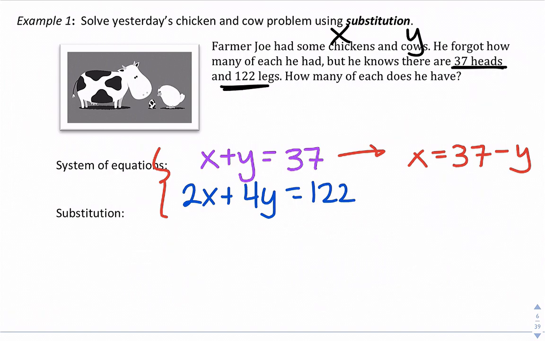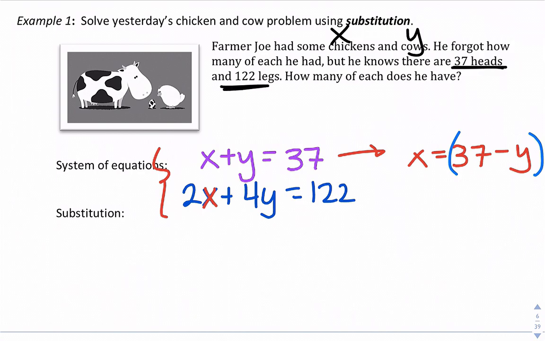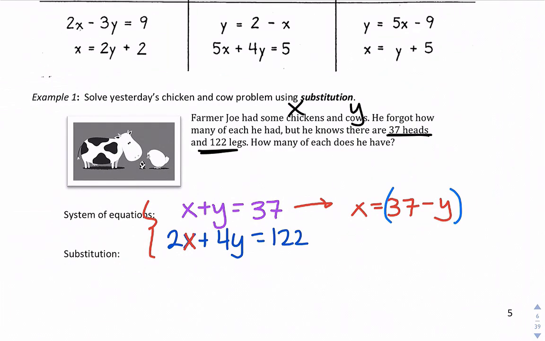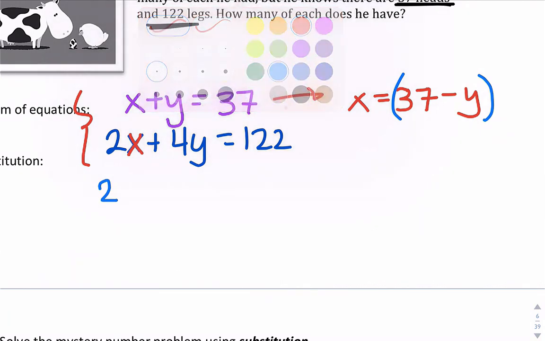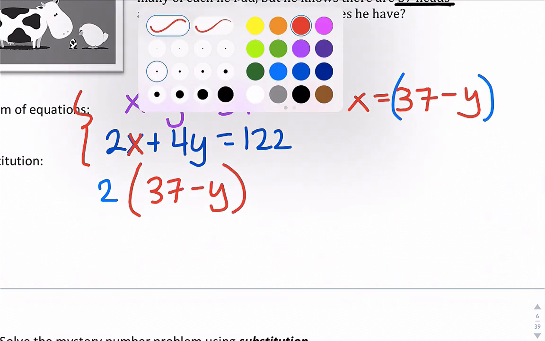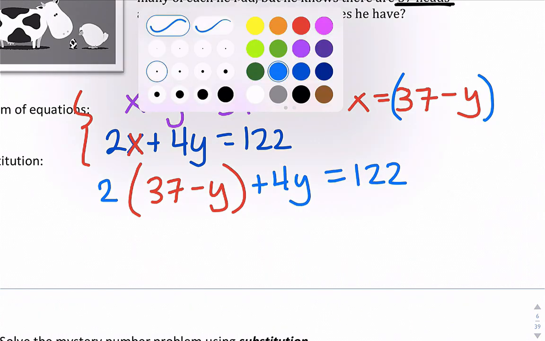And so we'll say x is Miss Bayesian. And let's say Miss Bayesian doesn't want to be here, so she's going to hire a sub. And here's the sub, also equal because it's still a teacher. That sub is 37 minus y. So in the second equation, we're going to replace Miss Bayesian, the x, with the sub, the 37 minus y. So here's what it looks like: 2, instead of Miss Bayesian, we'll put in the sub, 37 minus y, plus 4y equals 122. Okay, now we have one equation with one variable, and we can solve this.